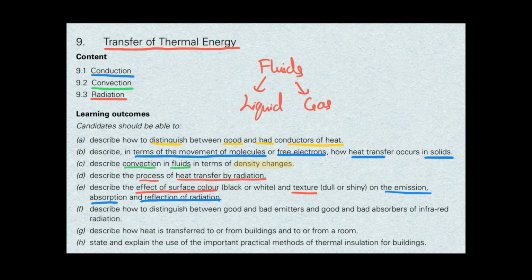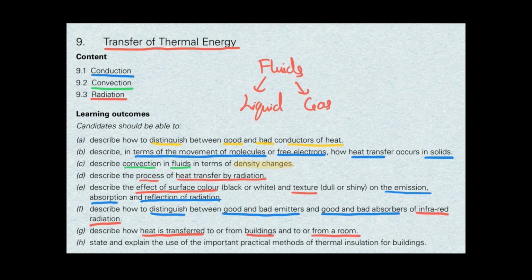So he wants us to know each and everything and every effect of radiation and how it affects the emission and the absorption. Okay, it wants us to tell how to distinguish between good and bad emitters and good and bad absorbers of what? Of infrared radiation, which we will go into a lot of detail. It wants us to describe how heat is transferred to or from buildings or to and from a room.